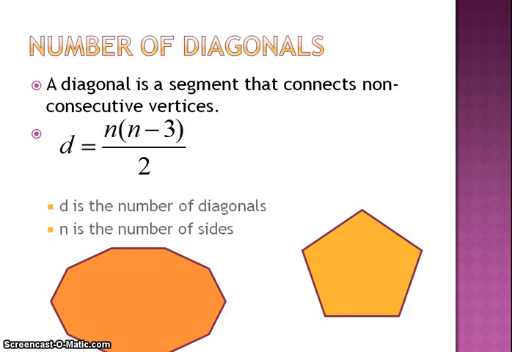And then the last important formula is our number of diagonals. And remember, a diagonal is a segment that connects non-consecutive vertices. So I have myself 2 polygons here. Let's see if it works. First off, I have a 1, 2, 3, 4, 5-sided polygon. So let's go off the formula, see how many diagonals I should be able to draw. So I have 5 times 5 minus 3 all over 2. 5 minus 3 we know is 2, so I have 10 over 2, which is 5. I should be able to draw 5 diagonals.